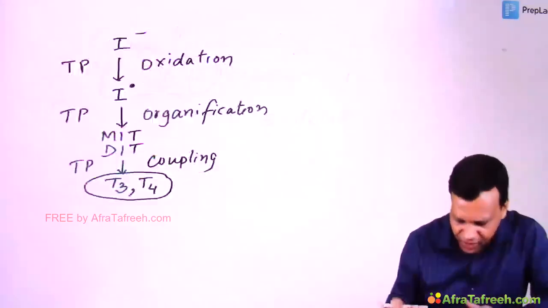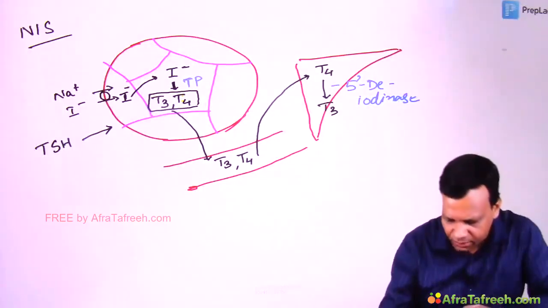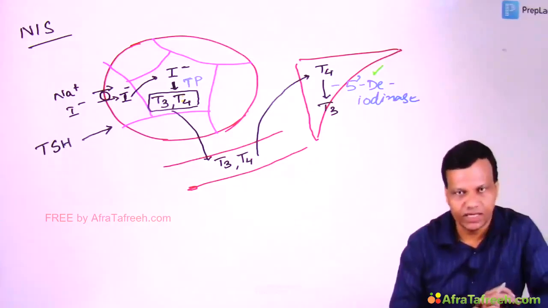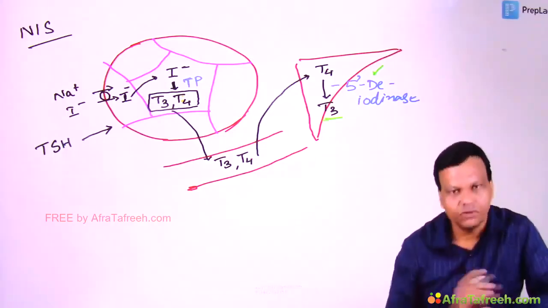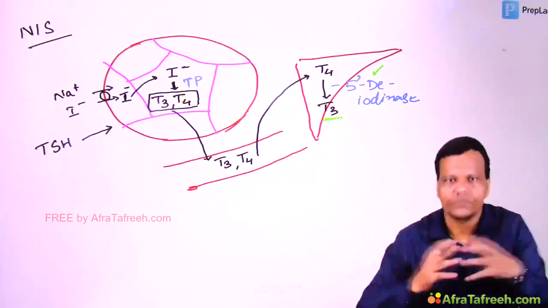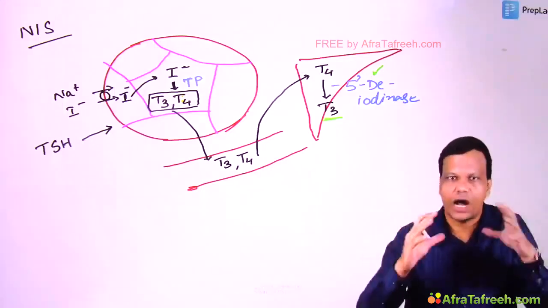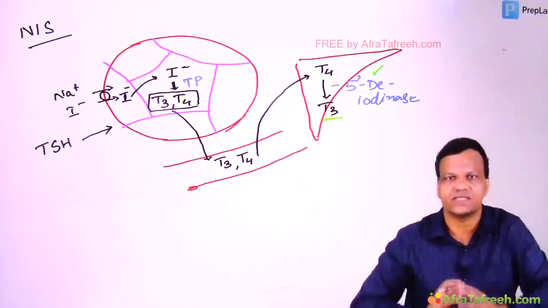Okay? So in peripheral conversion, T4 is converted to T3, and the enzyme is 5 prime deiodinase. So now we have got the active hormone. Now it will work and produce the action. Okay. Now what do we want to do in hyperthyroidism? First of all, how does a patient of hyperthyroidism present?